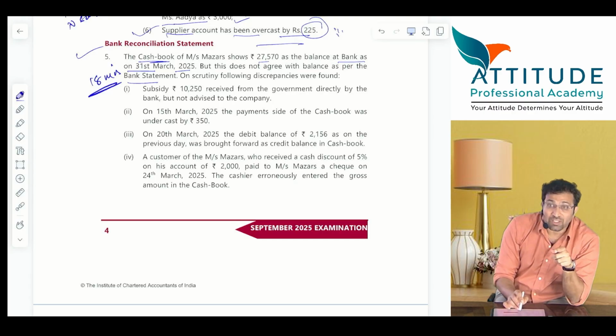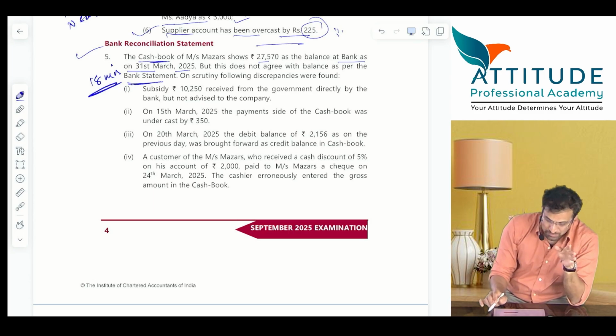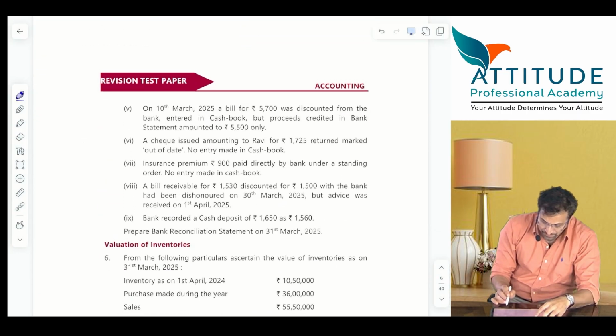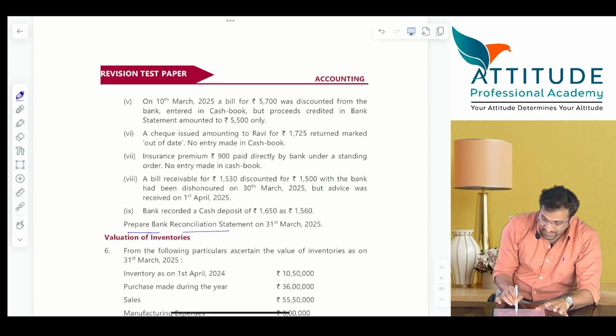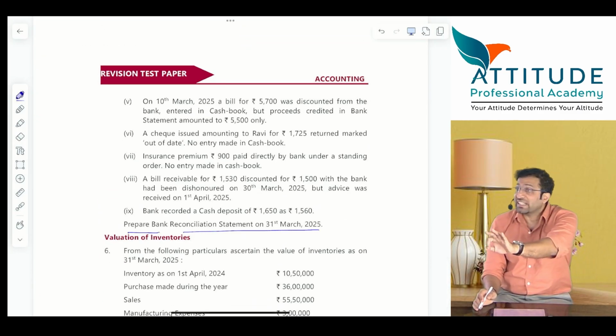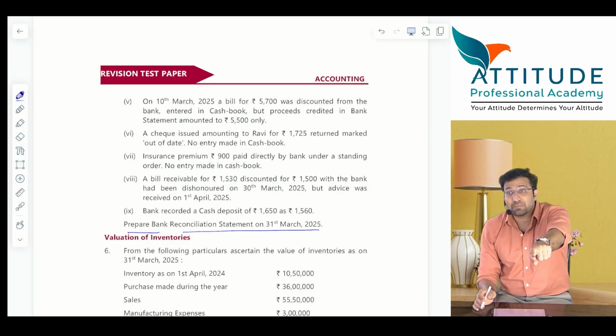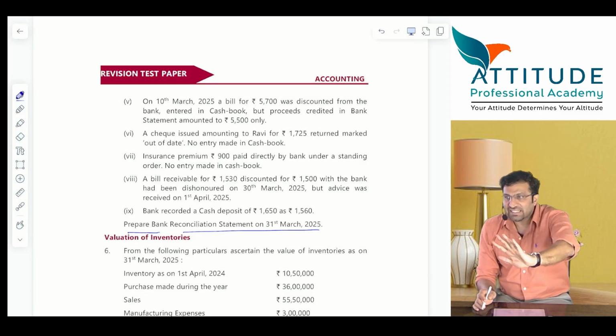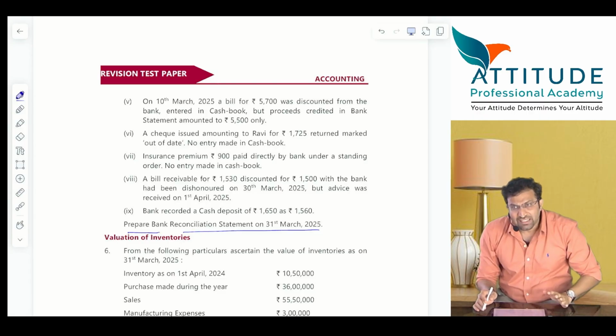Bank statement means what? Answer: what do you mean by bank statement? Passbook. On scrutiny, the following discrepancies were found. ये सब है. They have said prepare bank reconciliation statement. बीच में ऐसा कुछ नहीं दिया कि first prepare rectified cash balance and then reconcile, ऐसा नहीं दिया है. So directly put it as only BRS.